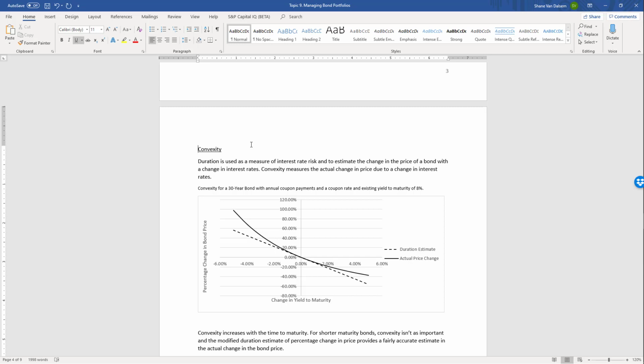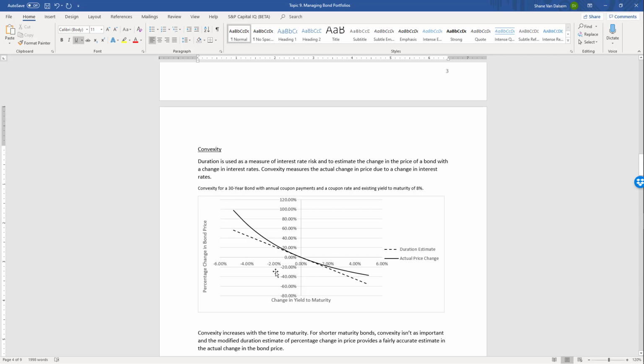So convexity was a way to improve the approximation of the change in value due to a change in price. Duration is used as a measure of the interest rate risk and to estimate the change in the price of a bond with a change in interest rates. Convexity measures the actual change in price due to a change in interest rates.